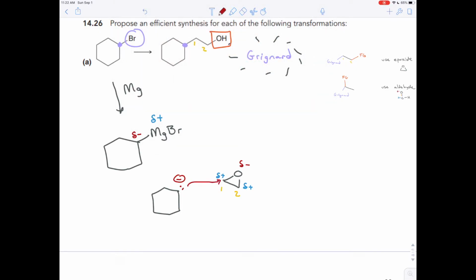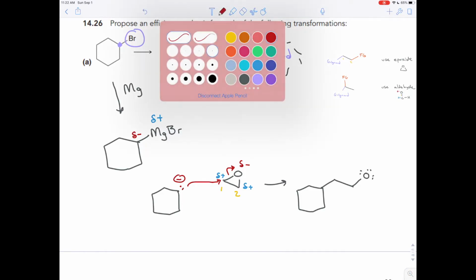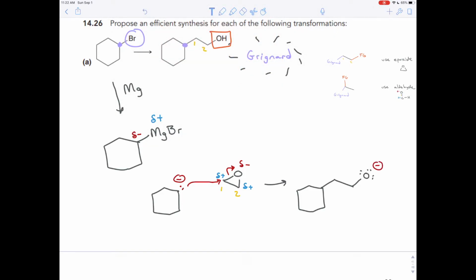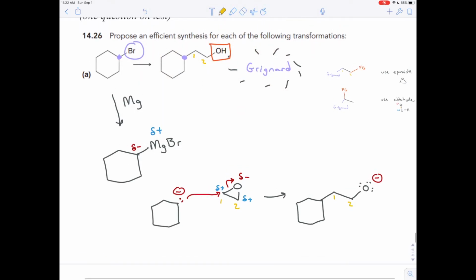So this attacks one of those carbons. That carbon already had 4 bonds. In order to make room for this new one, it has to break a bond, and the electrons go onto the oxygen. So now we would have this. Here's our carbon 1 and 2. And so that's the molecule we would have at this point. And we're almost there. We just need a hydrogen on that oxygen.